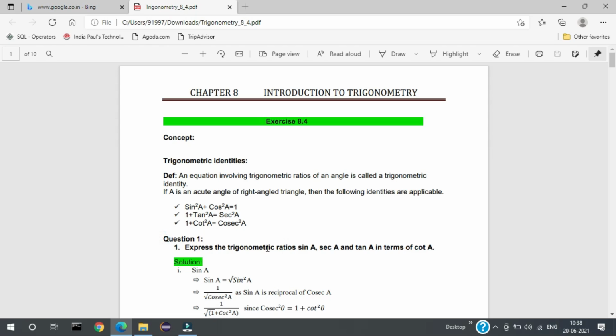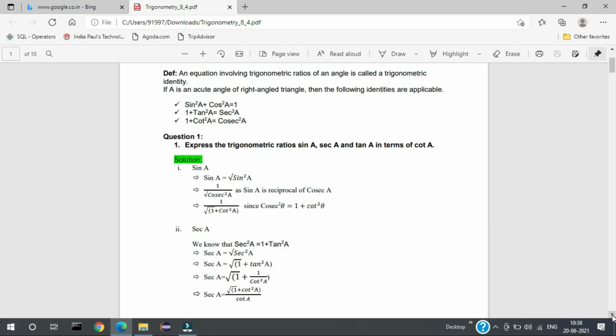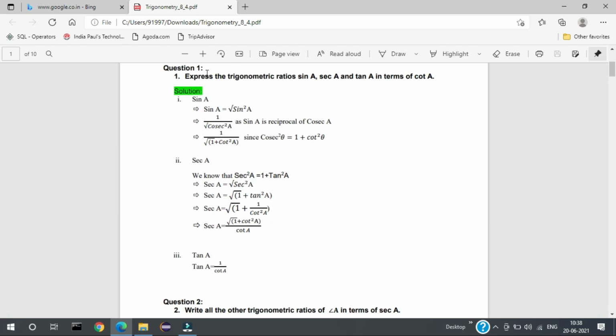First question. Express the trigonometric ratios sin A, secant A and tan A in terms of cot A. So we are given sin A, secant A and tan A, and they should be written in the form of cot A. How are we going to write this?